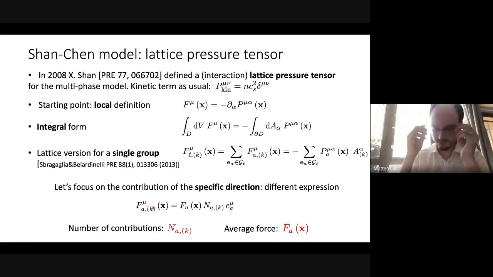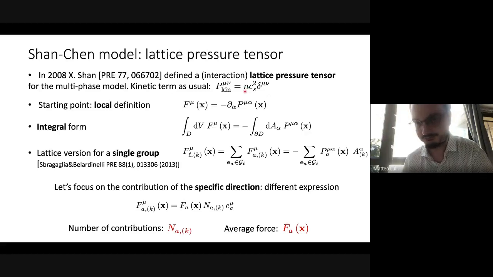Another important feature of the Shan-Chen model is the fact that you can define a lattice pressure tensor. This was done by Aouane in 2008, and this is the interaction pressure tensor that needs to be summed to the kinetic pressure tensor that we all know from the Chapman-Enskog expansion, which is basically the density times c_s squared, and it's clearly isotropic.